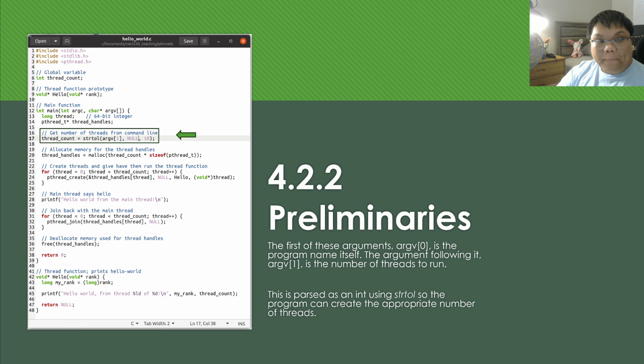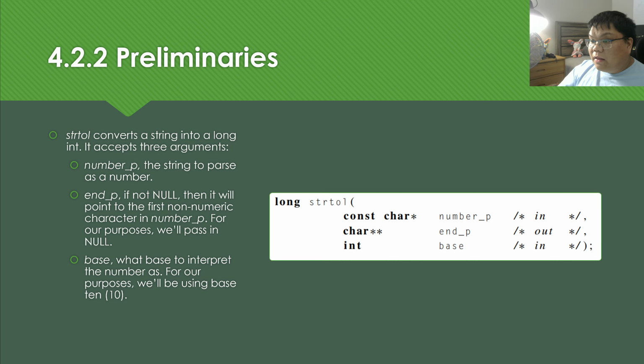We have this function strtol that converts our command line arguments from string to long data type. This accepts 3 arguments. The first thing is the string to parse as a number. That's the first argument. The second argument, just pass in null for that. And the third argument is the base. We want it in base 10, therefore type in the number 10 as the third argument.